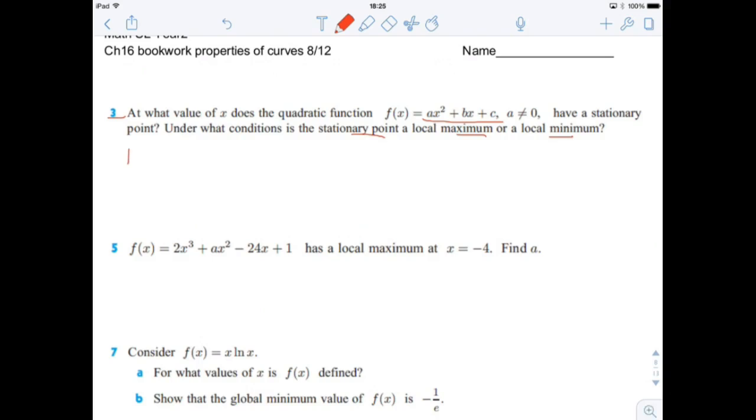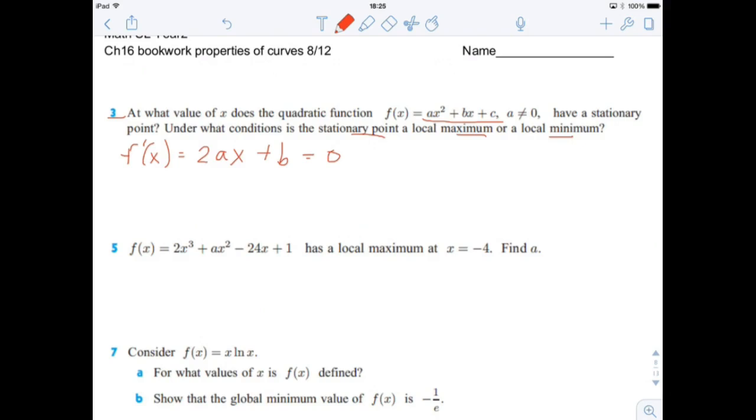So first thing we're going to do, as usual, is to take the derivative. By finding the derivative and setting it equal to 0, we can find the stationary points. So we'll have 2ax plus b. C goes away because it's just a constant. Derivative of a constant is 0. So we set it equal to 0.